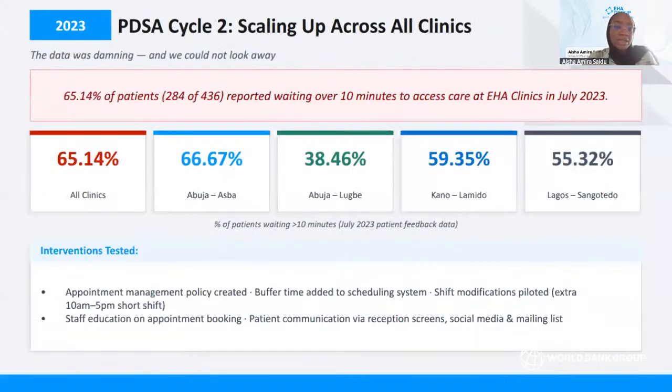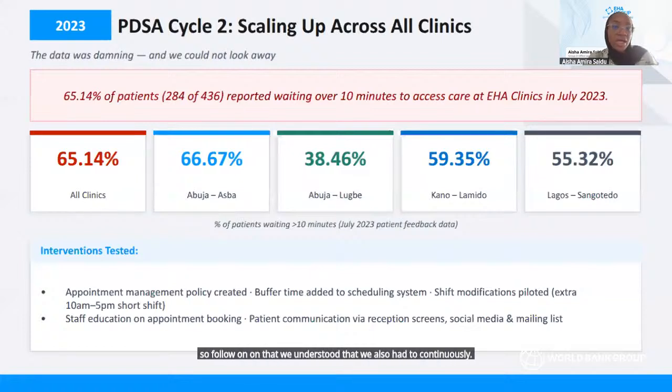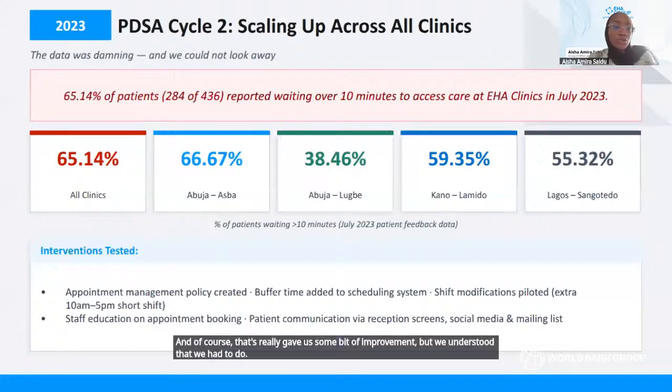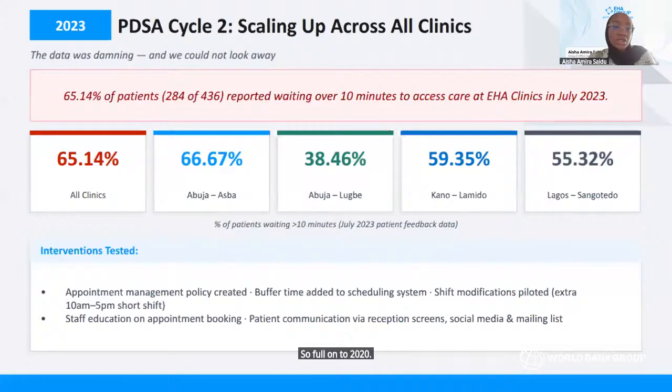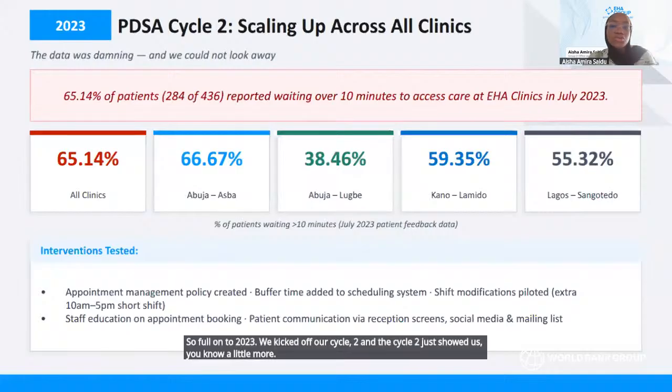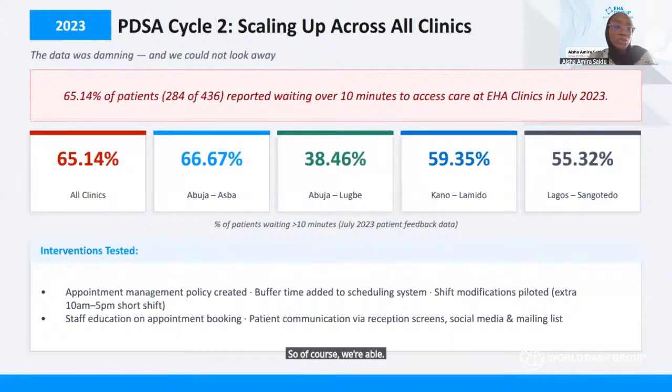So following that, we understood that we also had to continuously check our data. And of course, that gave us some improvement, but we understood that we had to do more. So following on to 2023, we kicked off our cycle 2, and cycle 2 showed us a little more. We were able to improve from 2022 to 2023, but we still had 65% of our patients reporting over 10 minutes to access care.